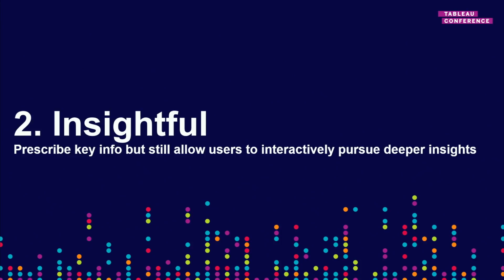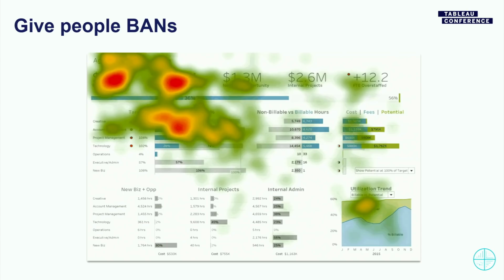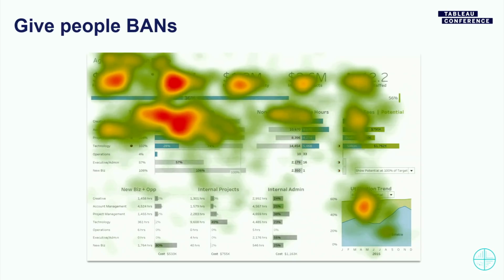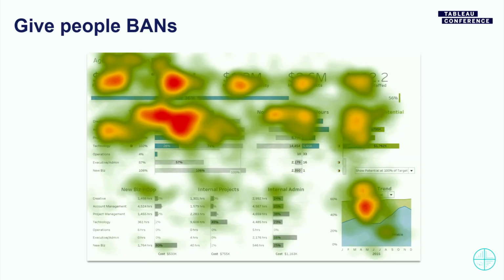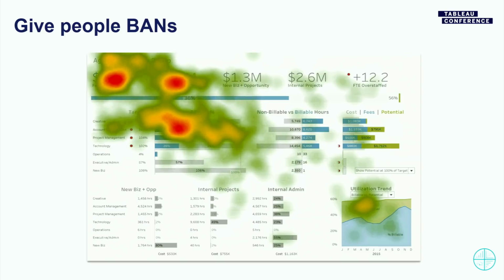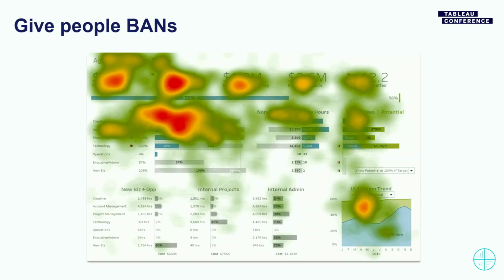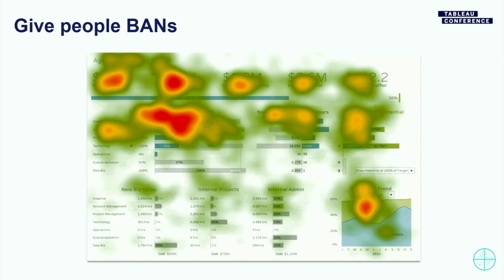All right, so principle number 2, dashboards should be insightful. So, prescribing key information whilst still allowing the ability to interactively drill down. Now, one very effective way of prescribing that key information is through BANs, otherwise known as big-ass numbers. I didn't pick the name. They are typically a collection of KPIs that are often placed at the top of a dashboard.